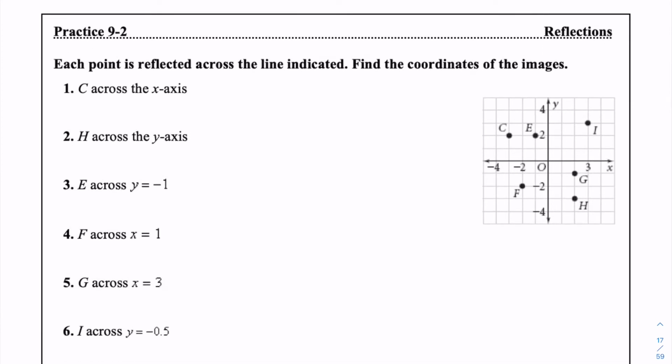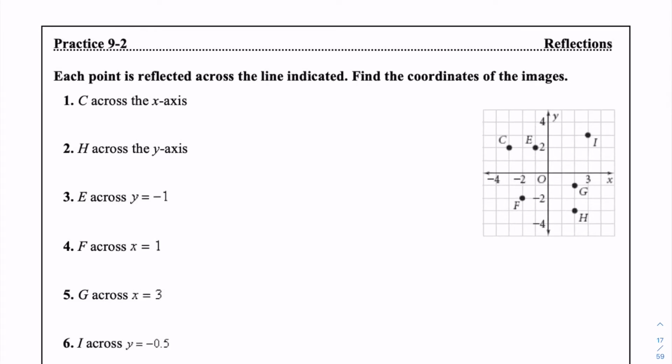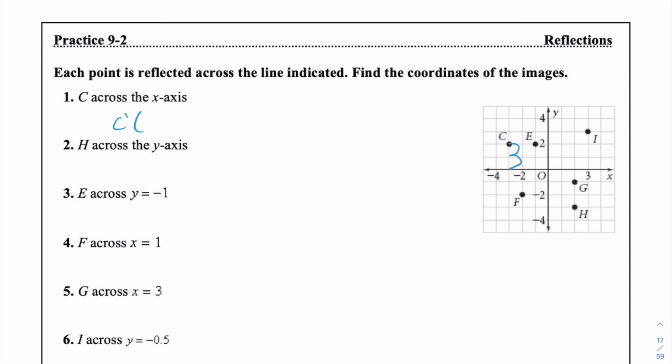Okay, each point is reflected across the line indicated. Find the coordinates of the image. So C is reflected across the x-axis. That would make C prime. Let's see. Reflects across the x-axis. So x-axis is 1, 2, 1, 2. It puts it right there, which is at negative 3, negative 2. And that's it.